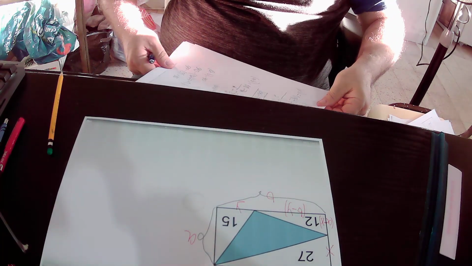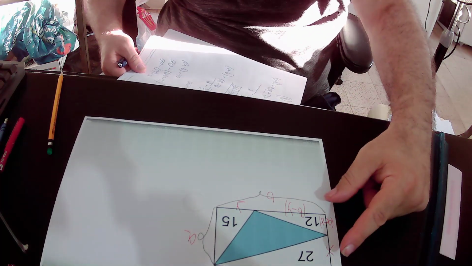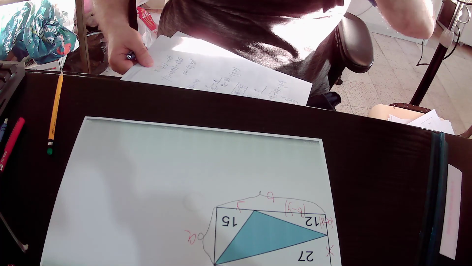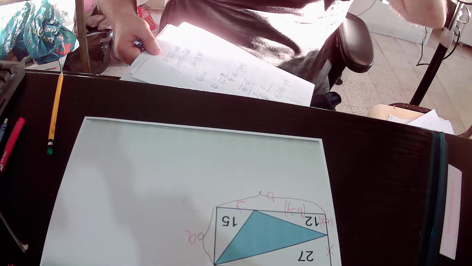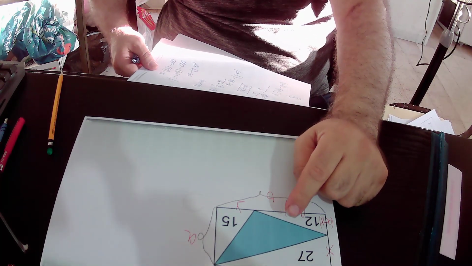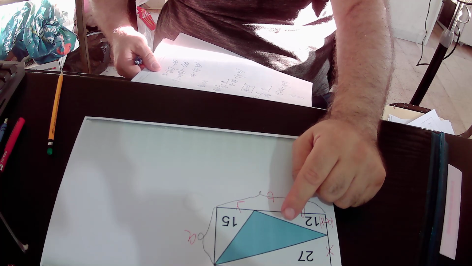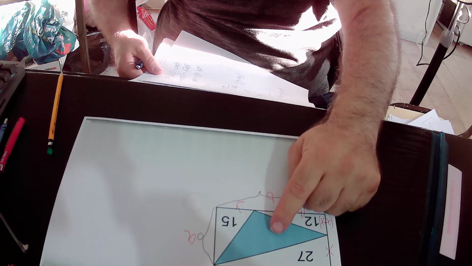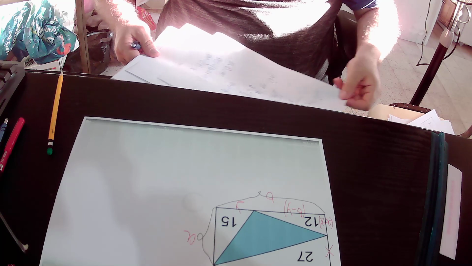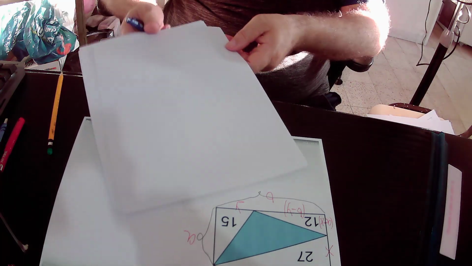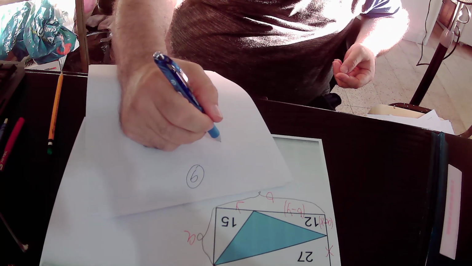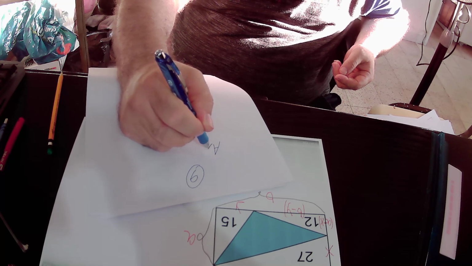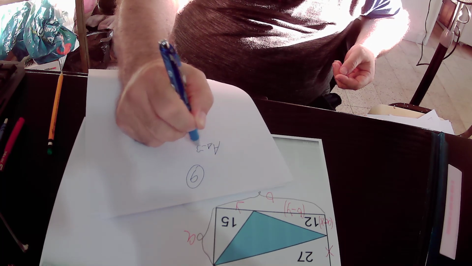I repeat again, the area of the rectangle that is still 90 units minus the sum of the areas of those three right triangles that equals 54 units. So 90 units minus 54 units equals 36 units, and 36 units is the area of the blue triangle. Okay, so I write it down. So the area of the blue triangle equals 36 units.